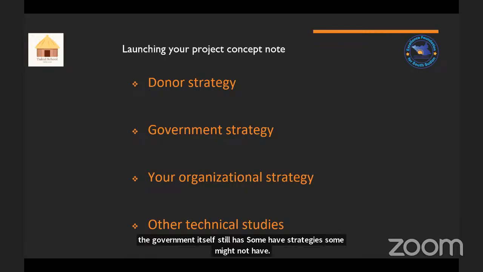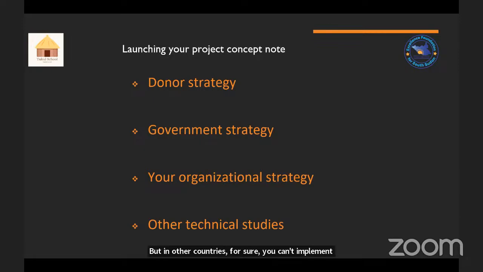But in other countries, for sure, you can't implement projects without aligning to the government strategy. Okay, so there is long-term planning for agriculture, long-term planning for social protection and all that, education and all that. It has to fit in. If it doesn't fit in, maybe the government stakeholders might not even support your idea, and they might tell the donor, why would you fund something like this? It does not tie with the government strategy. So I added it here.